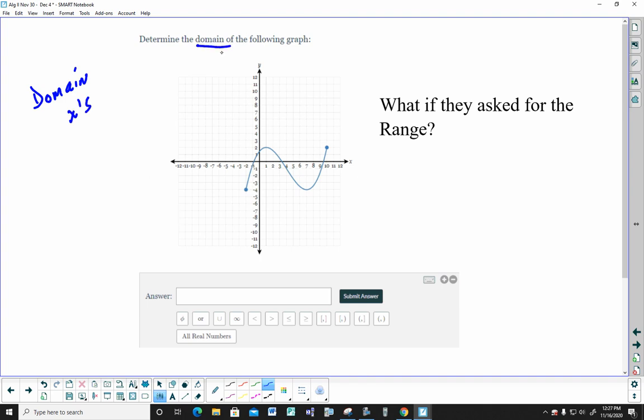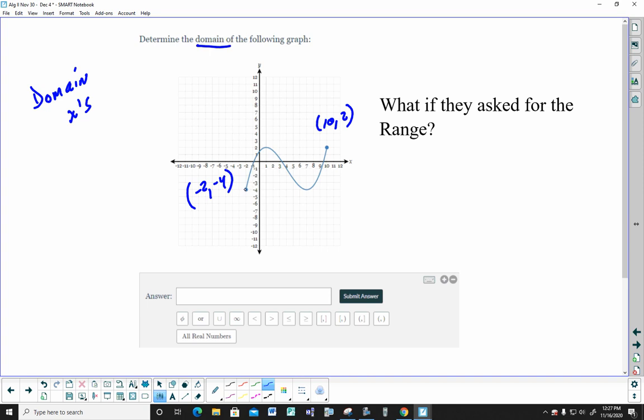Okay? Determine the domain of the graph. The x, well, I guess if we look at the coordinate, is -2, where it begins. -4 is the y value. It ends at (10, 2).